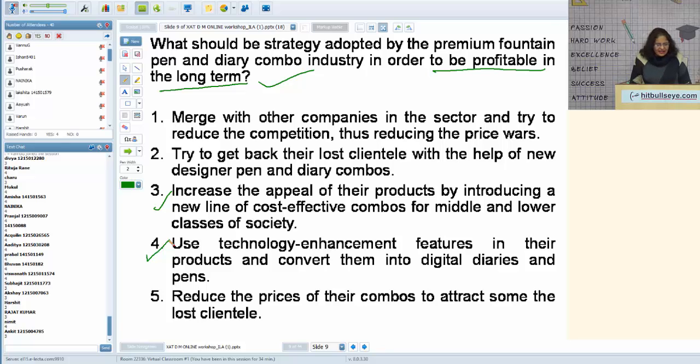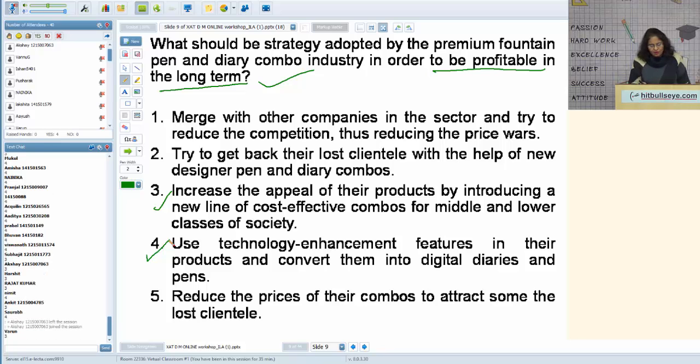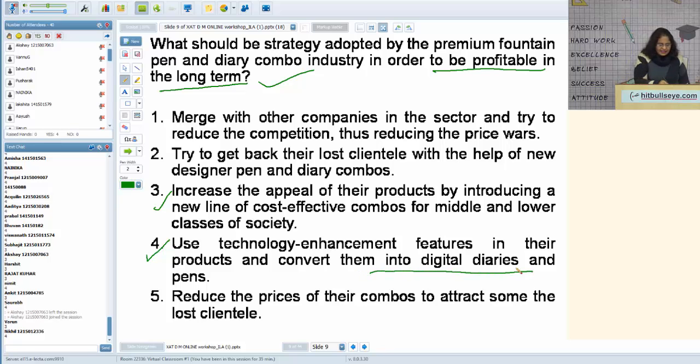Guys, the important thing here is that it's a premium fountain pen diary combo, and the rich communities for whom it was meant earlier are no longer buying it. So the market segment it was targeting earlier is not working for it. Let's look at the third and fourth options, and it has to increase its profits. So two things: the premium market segment is not working, and it has to make it profitable again. The third one: increase the appeal of their products by introducing a new line of cost-effective combos for middle and lower classes of society. Fourth, use technology enhancement features in their products and convert them into digital diaries and pens.